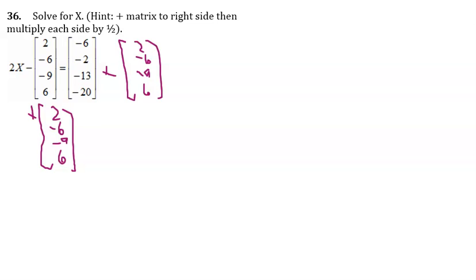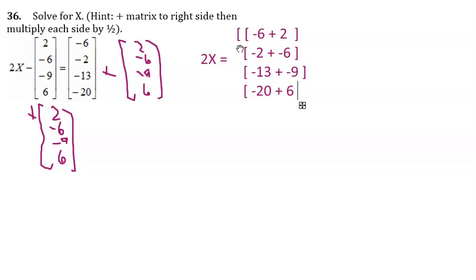So then we have 2x equals the matrix -6 plus 2, and then on the second row we have -2 plus negative 6, and then the next row we have negative 13 plus negative 9, and then last row we have negative 20 plus 6.